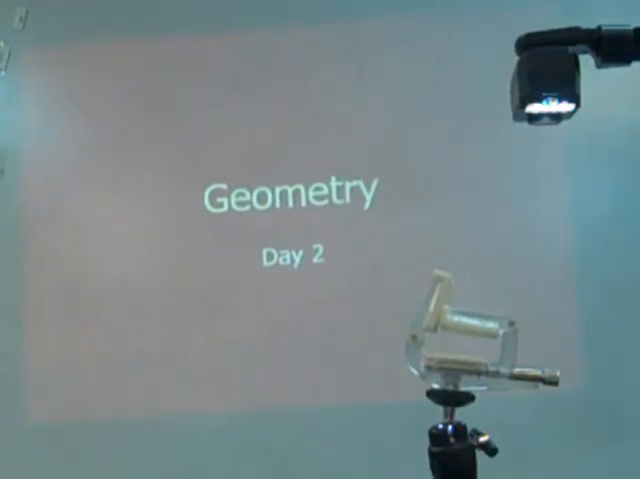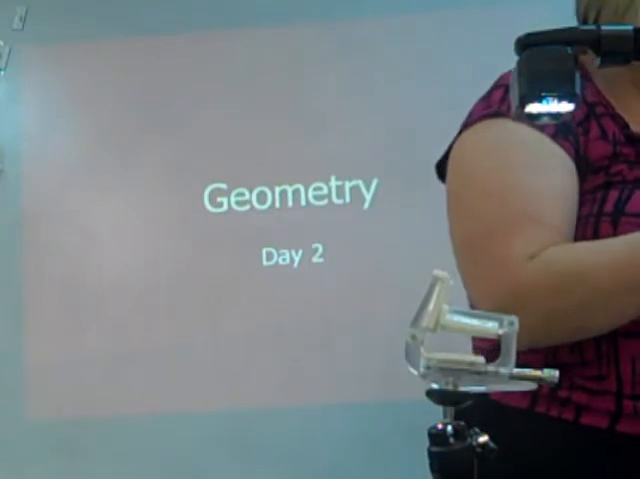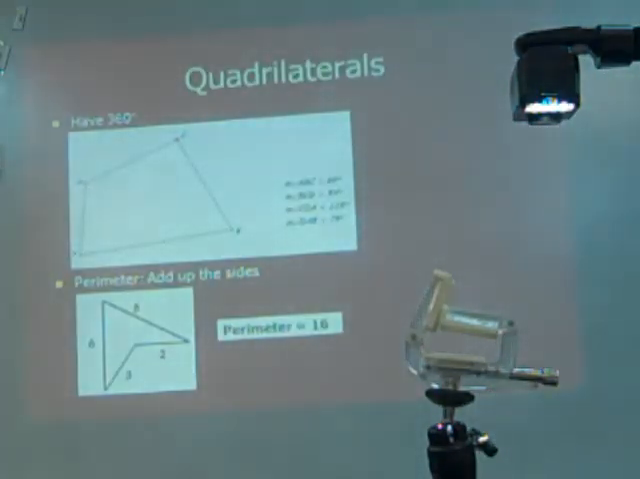Geometry Day 2. Alright, so the first thing is quadrilaterals, which just means a four-sided figure. And just a couple of facts about them.